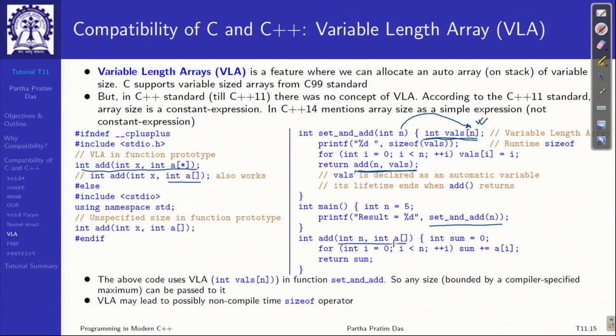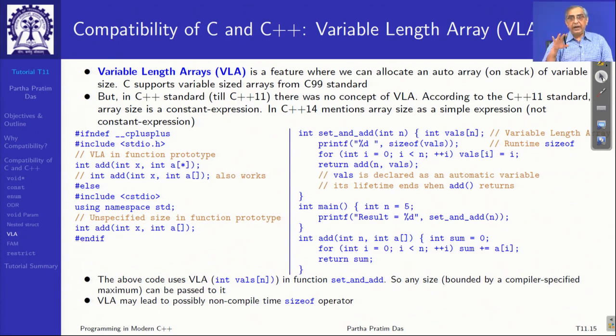In C++ standard till C++11, there is no concept of a variable length array. Up to C++11, array size is a constant expression. C++14 is introducing this as a simple expression, not a constant expression. We will learn more about that in that part, but what I wanted to highlight is, if you are using any kind of VLA in C, that will not be compatible with C++.